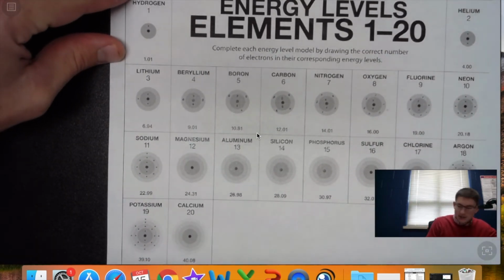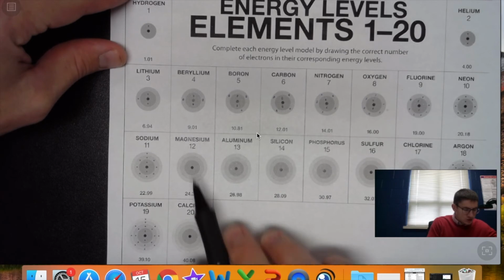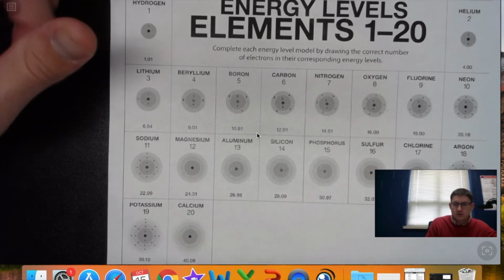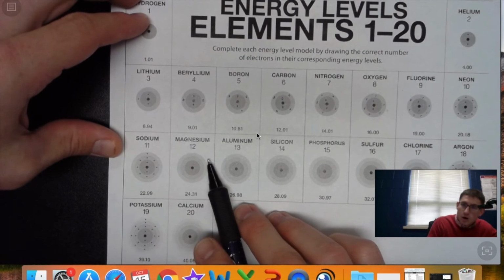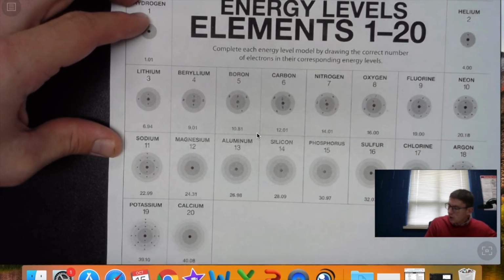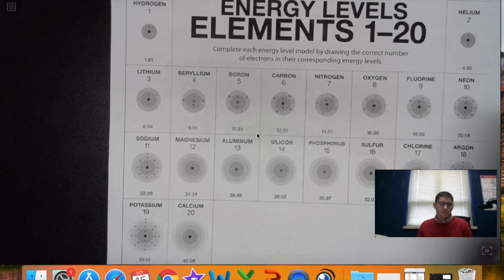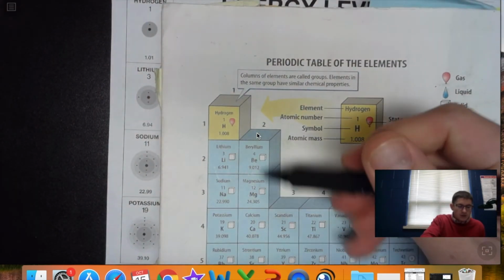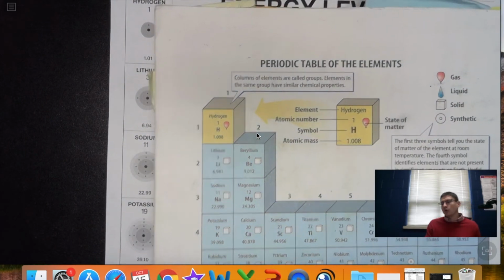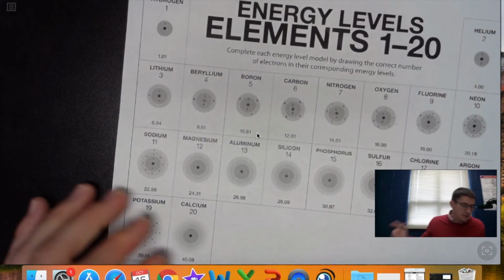Let's take a look at magnesium. Magnesium has a total of 12, so I can use the first strategy, count up where those go: 2 in the first level, 8 in the next level, and then however many left over in the third level. Or I find magnesium on my periodic table. Magnesium is in this second column, meaning that it's got 2 electrons in its outermost energy level. Let's just make sure that that's how that plays out.